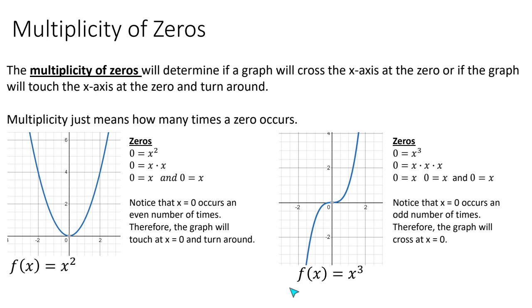The reason I have these parent functions here is because they can also help you remember. Here, if you find the zeros, we would set 0 equals 2x squared. If we solve for x, we get x equals 0 and x equals 0. So it appears twice, so it's going to touch and turn. For x cubed, we have x cubed is x times x times x, which means we have 0 equals x, 0 equals x, 0 equals x. So x equals 0 appears 3 times. That's why it goes right through it. Here it looks like it touches and then just stays there, but it's really going right through that x equals 0 point.